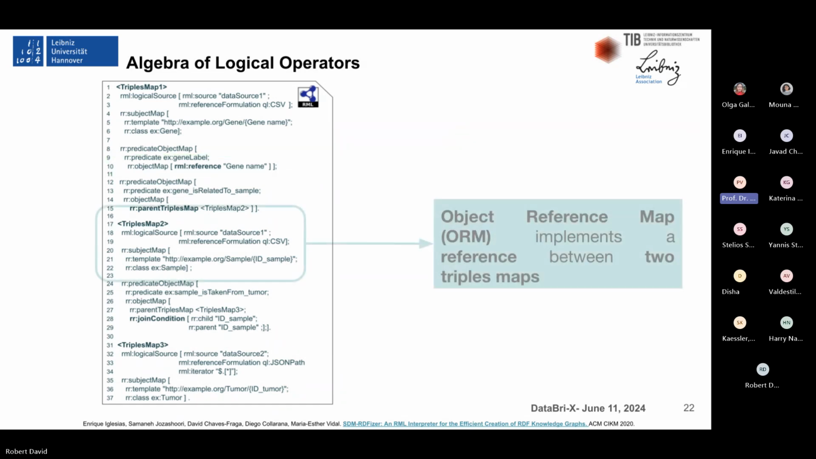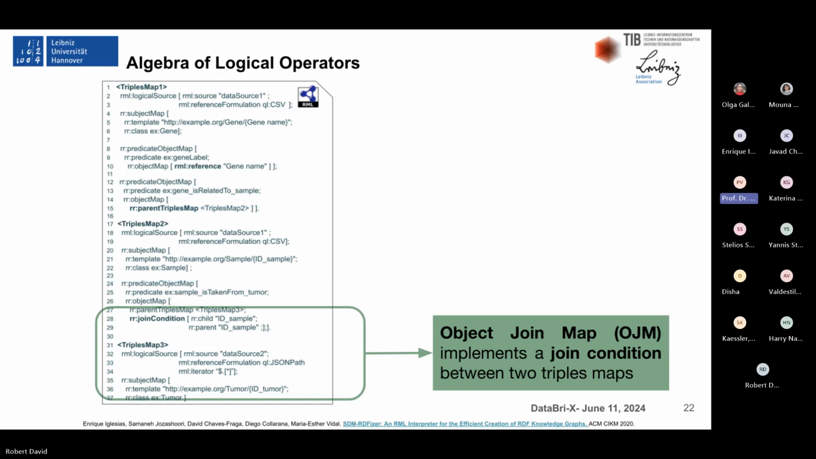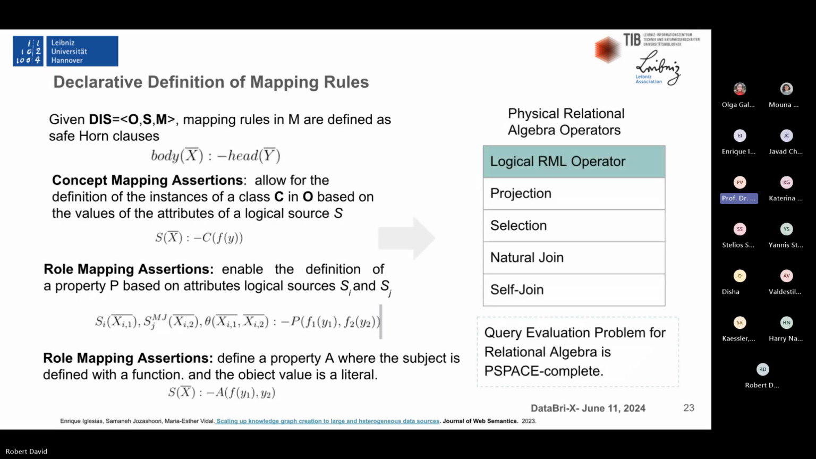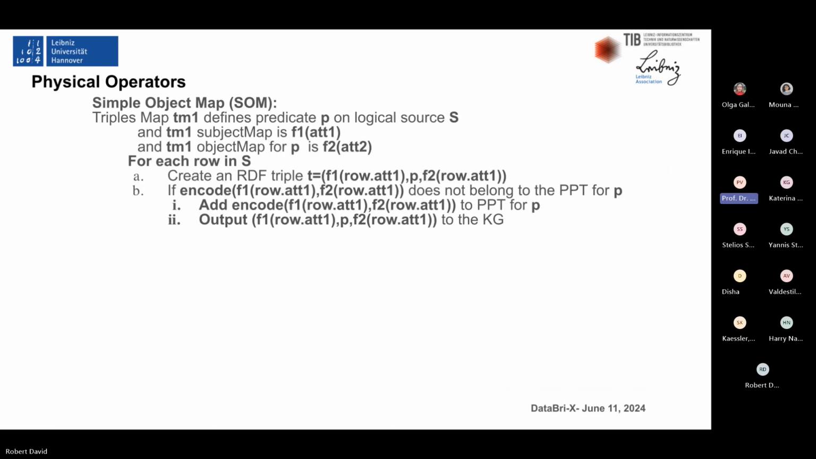What we are using is the physical operators, and the physical operators are the ones that allow us to execute this mapping. So basically what we have are different types of mapping assertions, or these triple maps. And we have different physical operators, for example, the projection, the selection, the natural join, and the self join. Next. We know that evaluating this is very expensive.